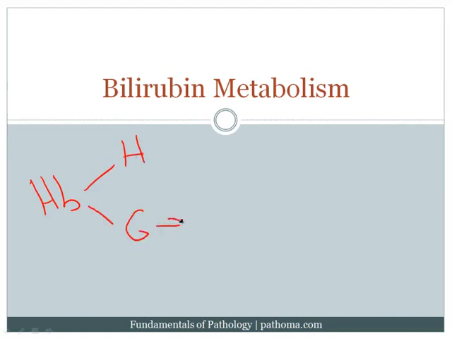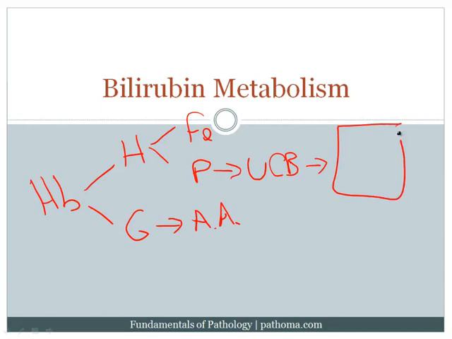The globin is simply protein, and so it will be broken down into amino acids, and the amino acids will be recycled. The heme, of course, consists of iron and protoporphyrin. The iron will be recycled, and the protoporphyrin will eventually be converted to unconjugated bilirubin. This unconjugated bilirubin will be taken by albumin in the serum and delivered to the liver.